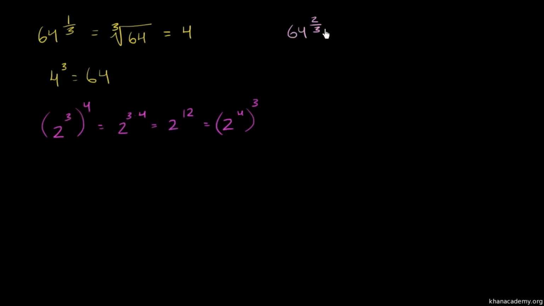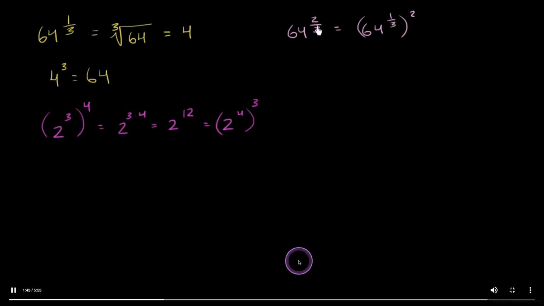So we could use that property here to say, well, look, 2/3 is the same thing as 1/3 times 2. So we could go in the other direction. We could say, hey, look, this is going to be the same thing as 64 to the 1/3 power, and then that thing squared. Notice, I'm raising something to a power and then raising that to a power. If I were to multiply these two things, I would get 64 to the 2/3 power. We square it, and that is going to get me to 16.